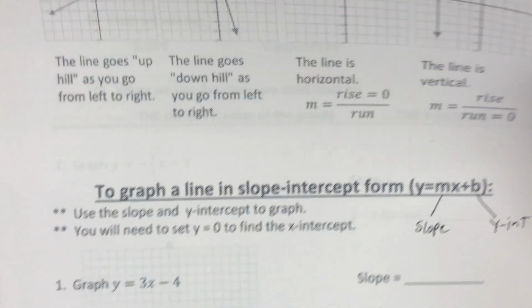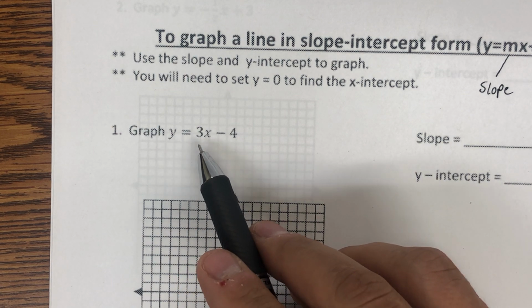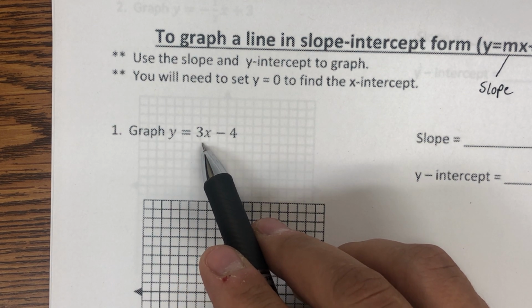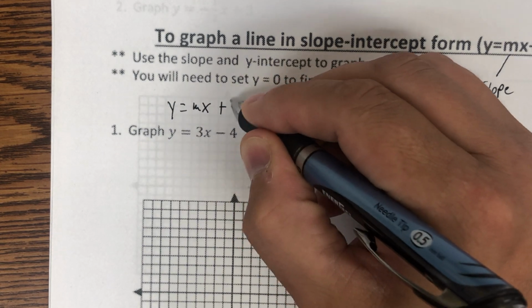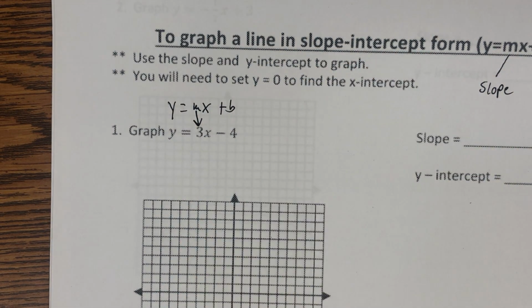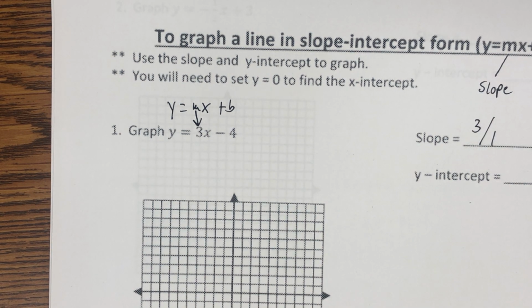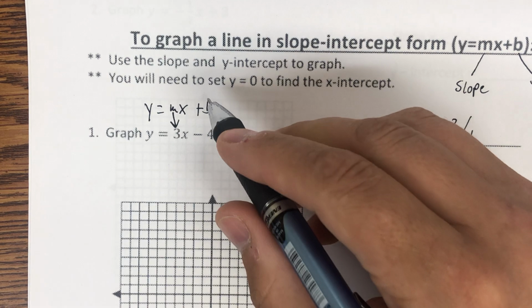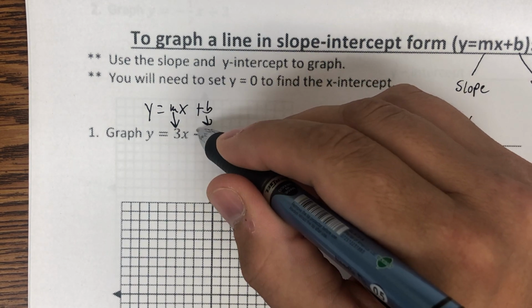So to graph in slope-intercept form, the first thing we'll do is identify the slope. The slope is 3. It's the coefficient of x. I'm going to rewrite y equals mx plus b. So m, the slope, is 3. We need that as a fraction. It's 3 over 1. It's a whole number, 3 over 1. The y-intercept is the b. In this case, it is -4.